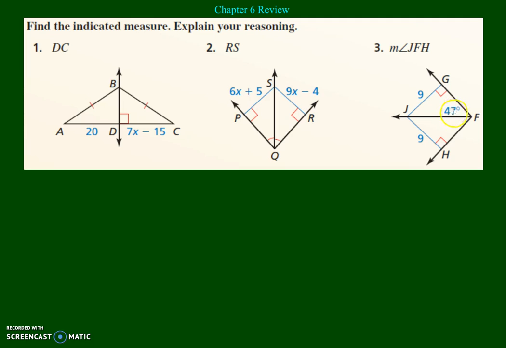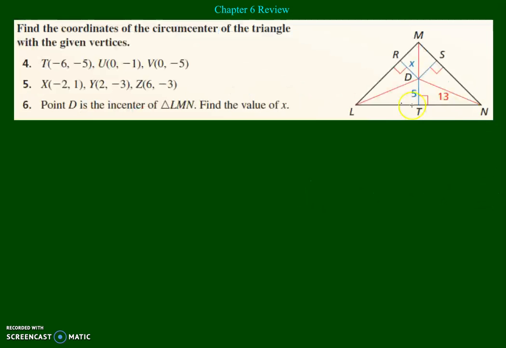So if this angle is 47, then this angle must be 47. Therefore, JFH has to equal 47 degrees. And so we just write that, and that is problem 3. Now on to problem 4. In problem 4, we are told to find the coordinates of the circumcenter of the triangle with the given vertices.